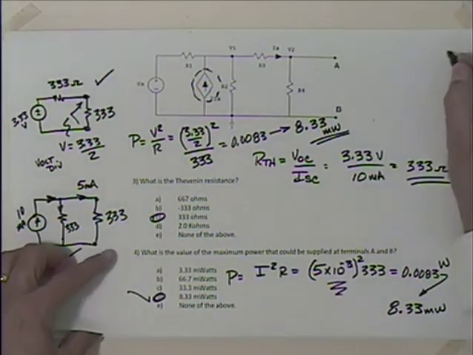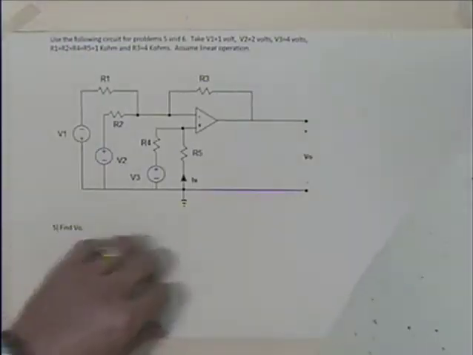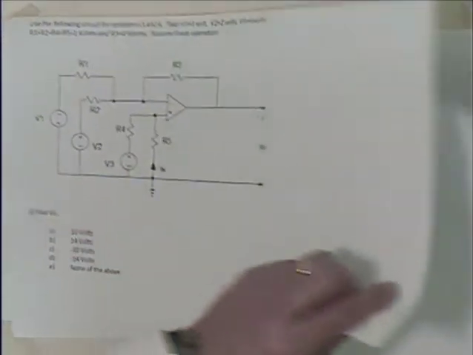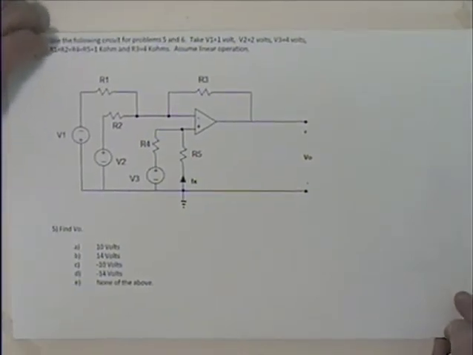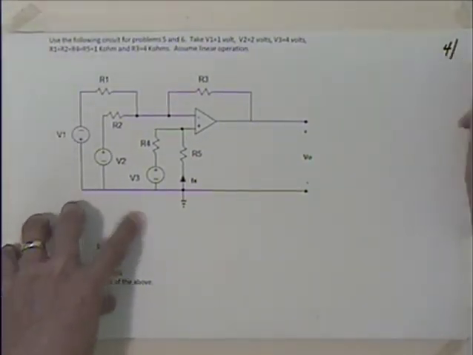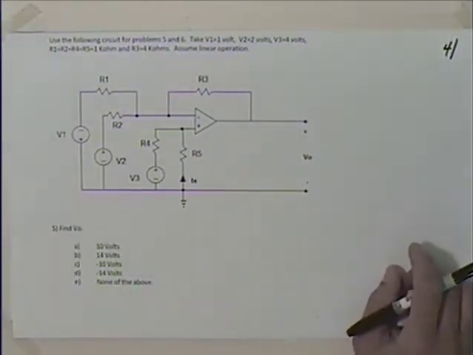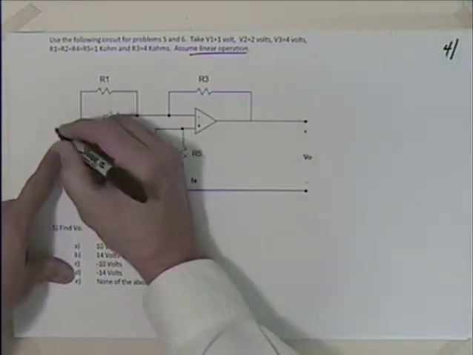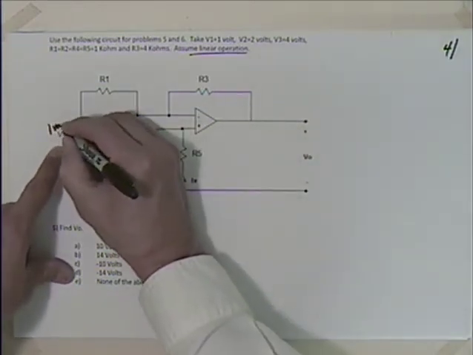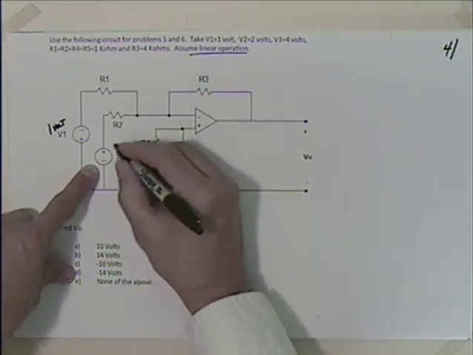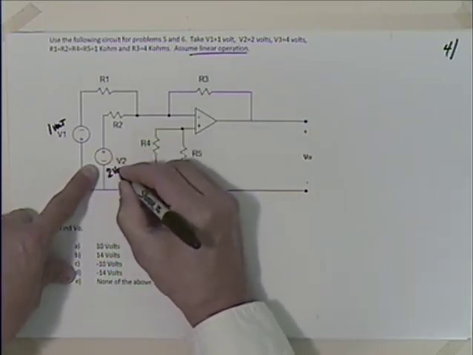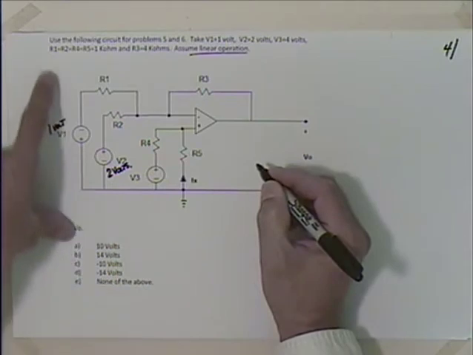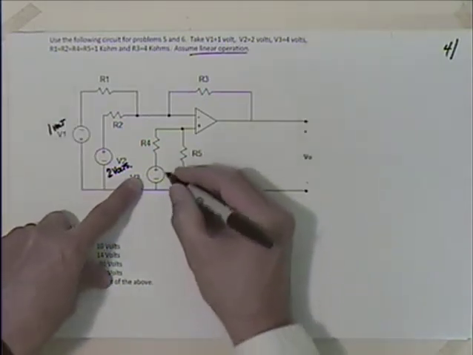Well, let's see. That's page number 3. We'll move on. Look at page number 4. So typical op-amp circuit, we're going to assume linear operation. We're taking V1 as 1 volt, V2 is 2 volts, and V3 is 4 volts.